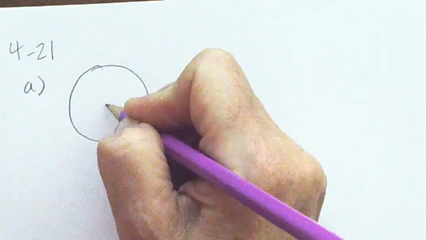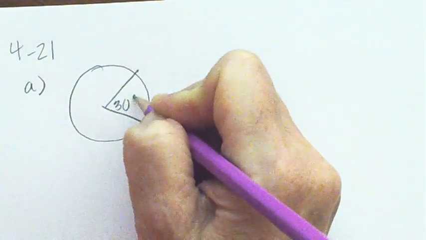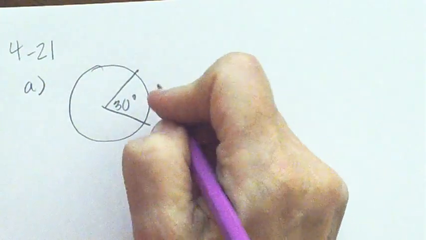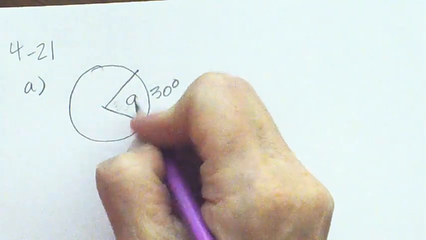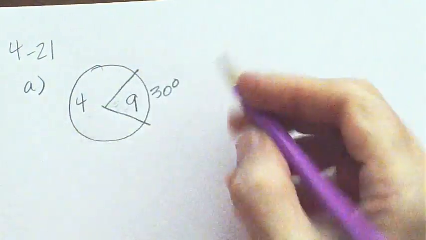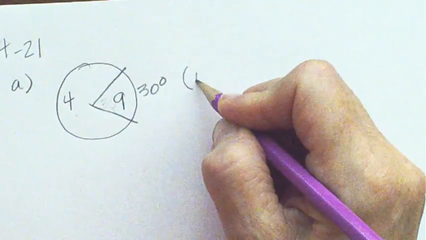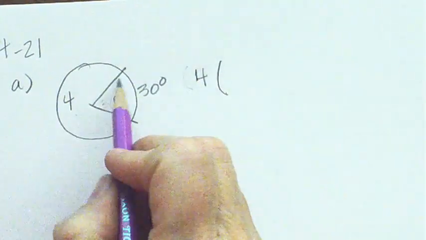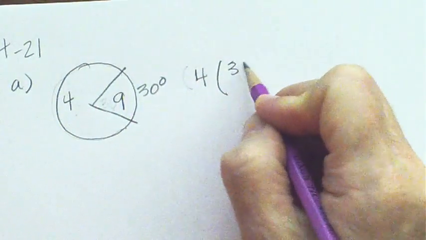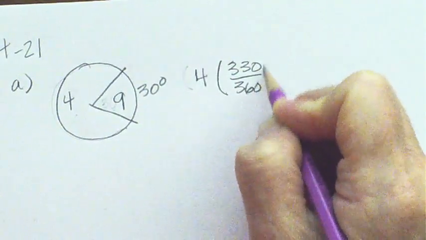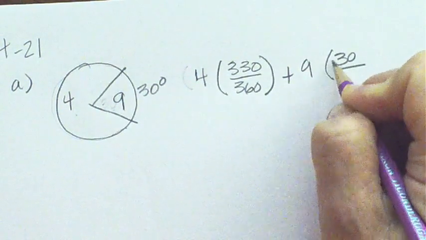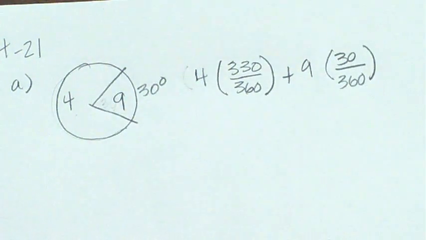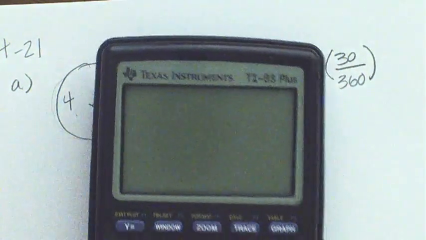let's just go ahead and draw this real quick. 30 degrees, whoops, I should have put that over here. 30 degrees. If you land on this part of the spinner, you get 9 points. If you land on the rest of the spinner, you get 4. So that's going to be 4 times the rest of the circle would be 330 degrees. So 330 out of 360 plus 9 points if I land on that part of the spinner, which is 30 out of 360. So I'm just going to put all of that in my calculator at once.